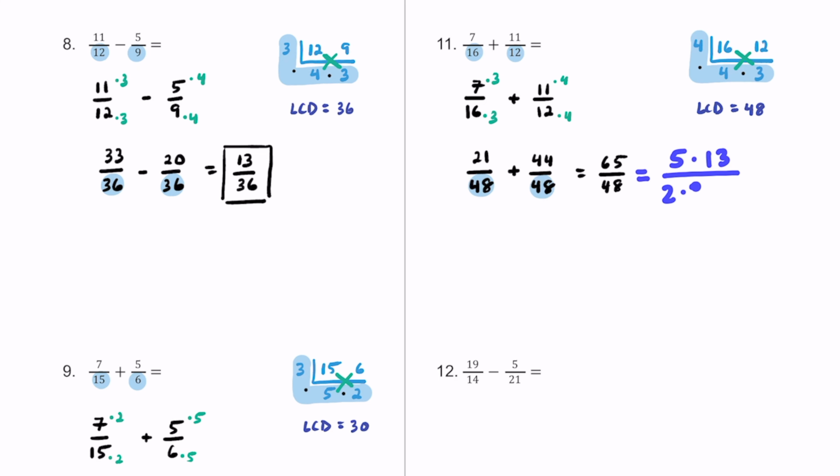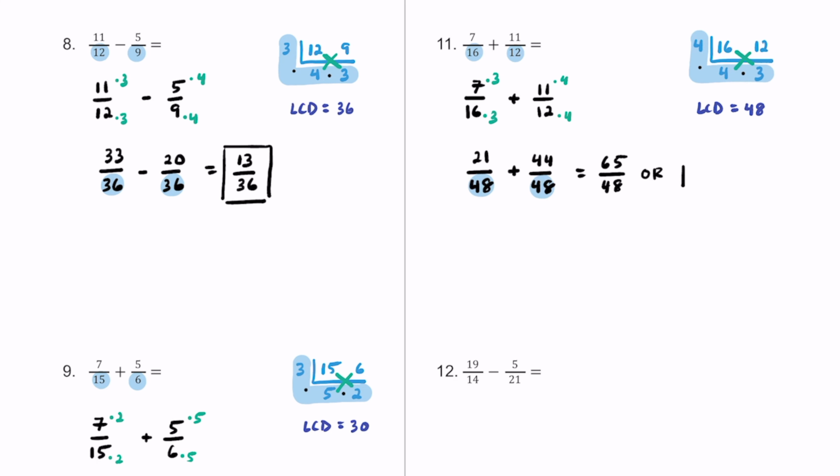So 48 becomes 2 times 2 times 2 times 2 times 3, and notice they have no common factors, so that means they are relatively prime. Okay, so in this case, I know that we cannot simplify, and hopefully that clears it up for you too. This is an improper fraction, so you can write it as a mixed number as well. So how many times does 48 go into 65?